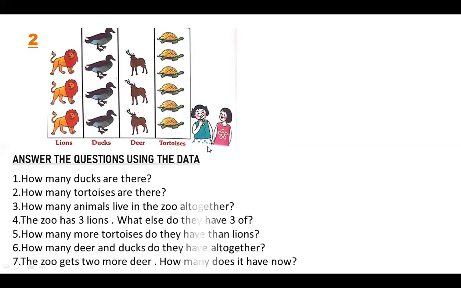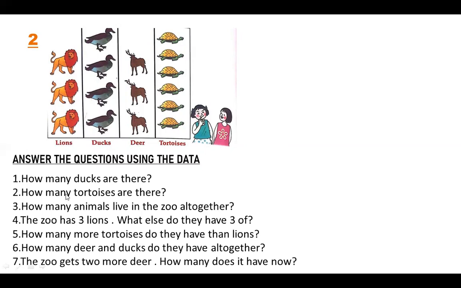So one more question is left for you. We will revise once again. Question 2: see the pictures they have given us. Lions are there, ducks are there, deer are there, and tortoises also are there. Different types of animals are given, and two girls are looking. So answer the questions using the data.